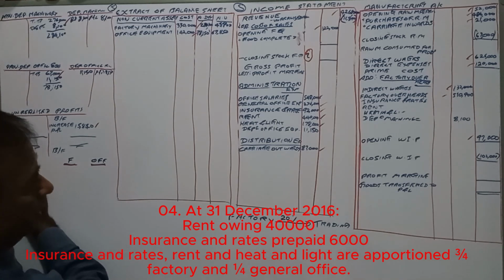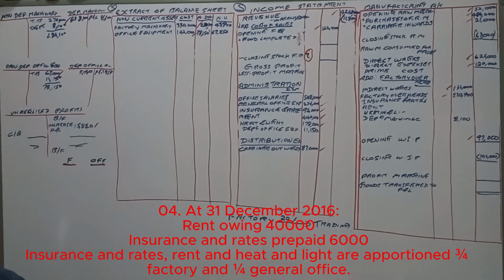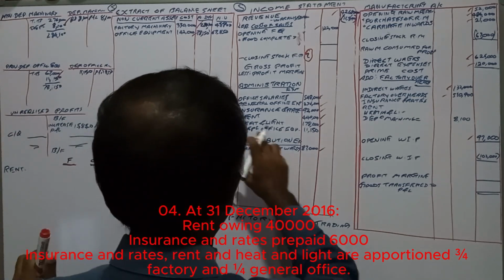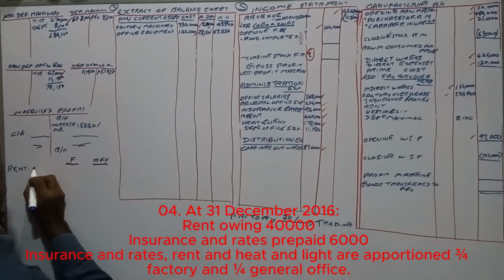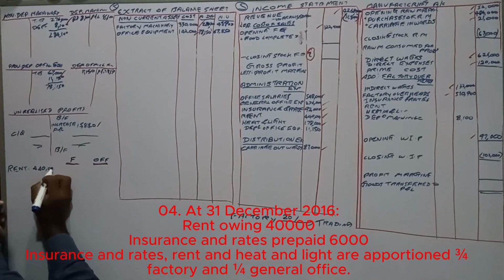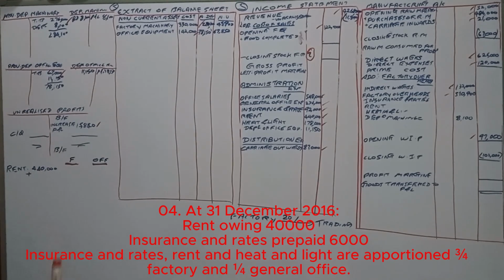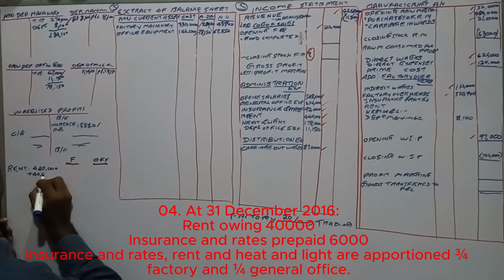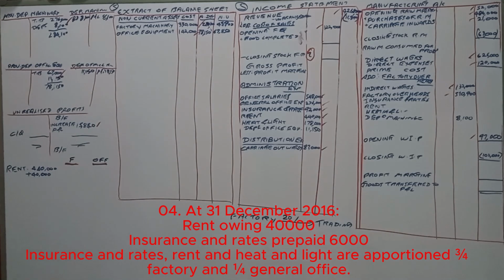First, rent. What they have said is rent owing. How much is the rent? 440,000 plus how much is the owing? 40,000, right? Yes, that's right. 40,000. And insurance and rates prepaid.